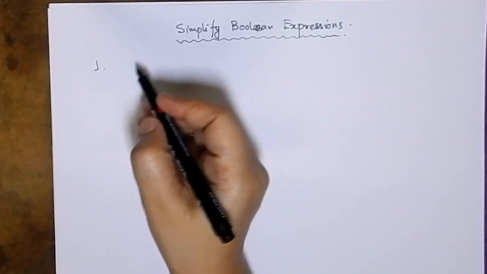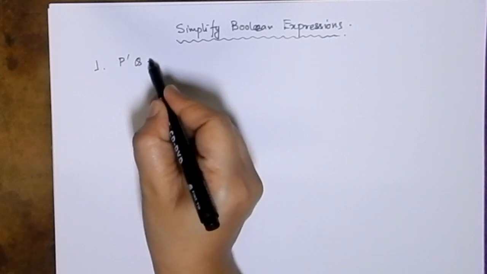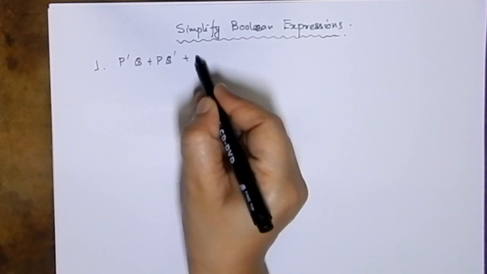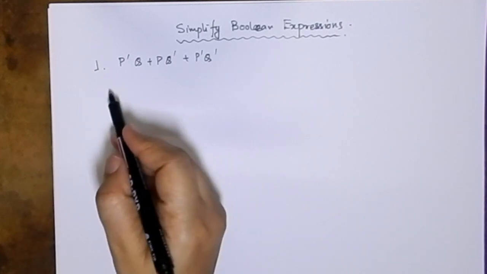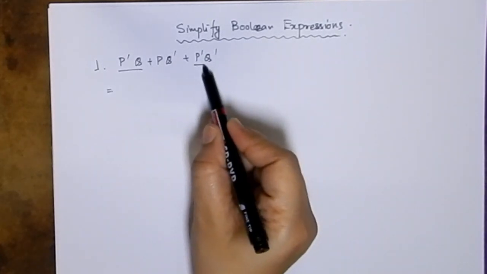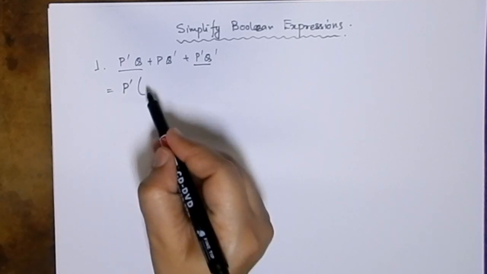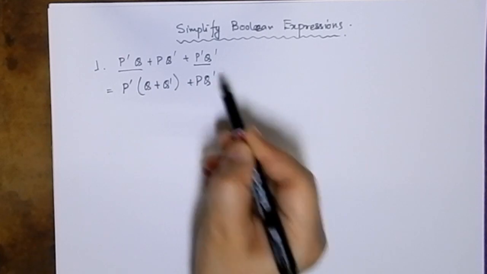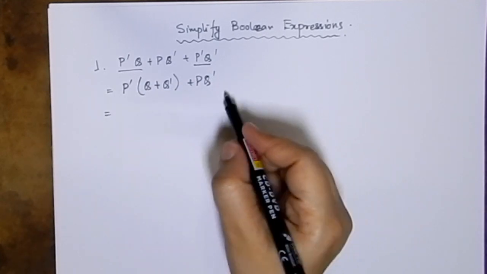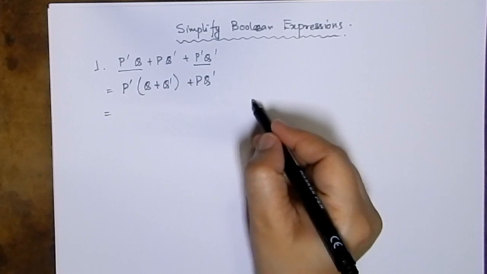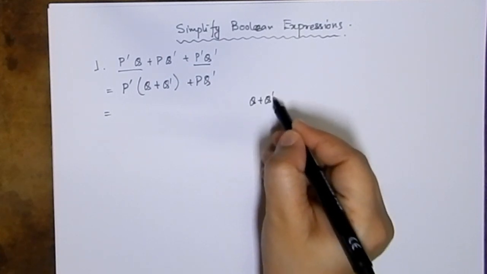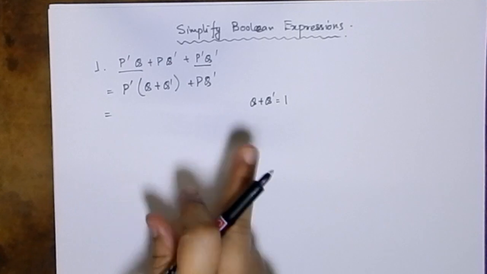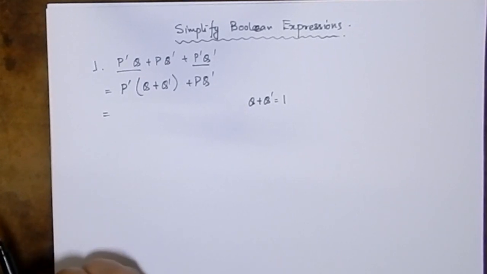Now we are going to simplify the Boolean expressions using Boolean laws. Let us take the first example, a very simple one. P dashed Q plus P Q dashed plus P dashed Q dashed. From these two terms, I can take P dashed common, and I will be left with Q plus Q dashed, and this is the other term. Now we know that Q plus Q dashed is equal to 1. Whenever we are simplifying Boolean expressions using some law, we have to mention which law we are using.